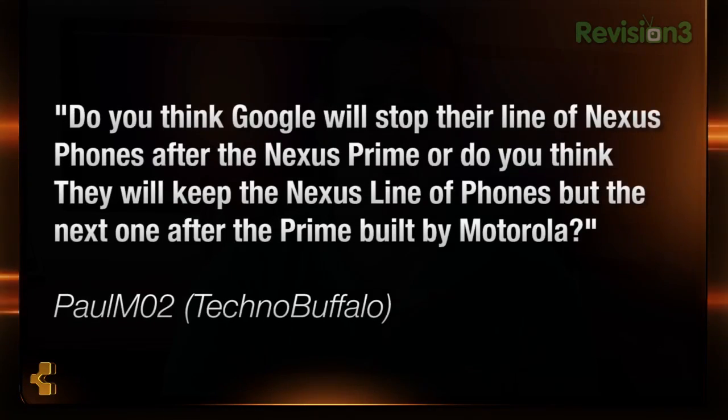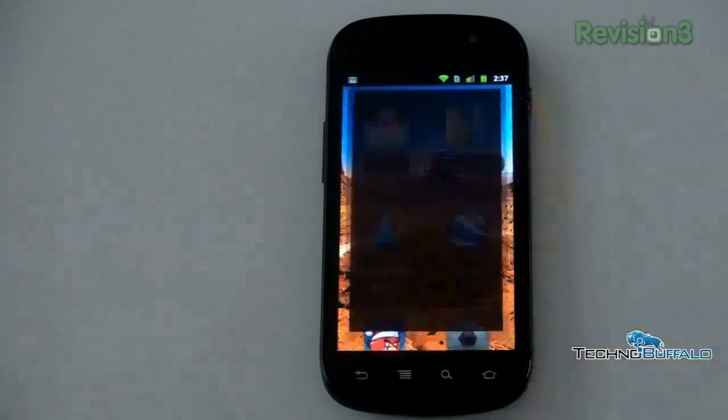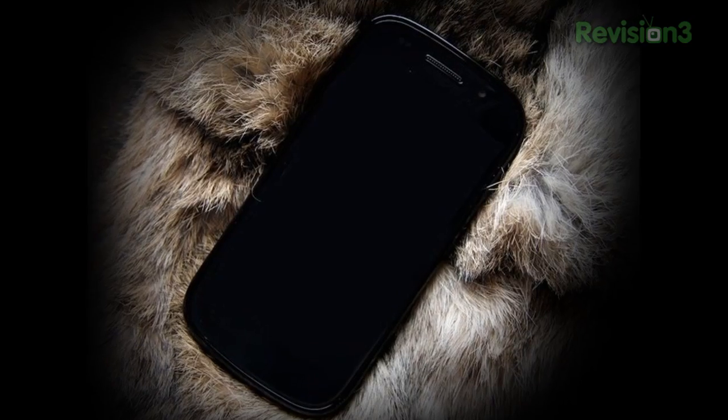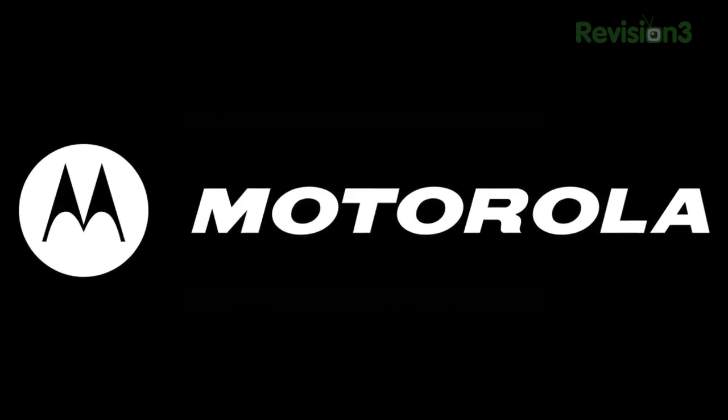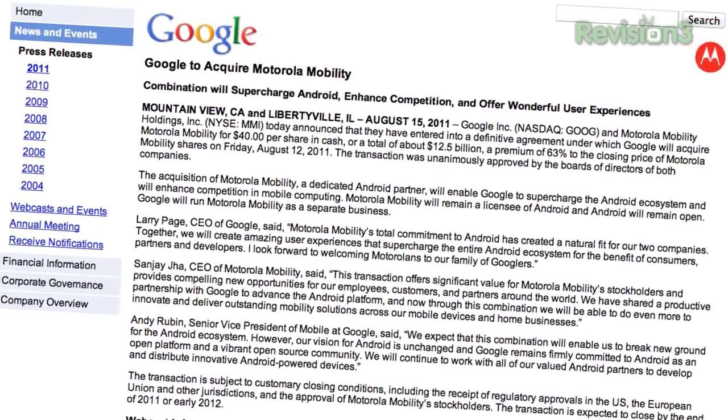Our next question wants to know about the Nexus line of phones. It comes from user Paul M02, who asks, John, do you think Google will stomp their Nexus phones after the Nexus Prime, or do you think that they'll keep the Nexus line of phones, but the next one after the Prime built by Motorola? So that was a very convoluted way of, I think, asking, do you think Google's going to continue with the Nexus line of phones after the Prime comes out, or is Motorola going to keep building them after the acquisition goes through? Presumably goes through, I should say.